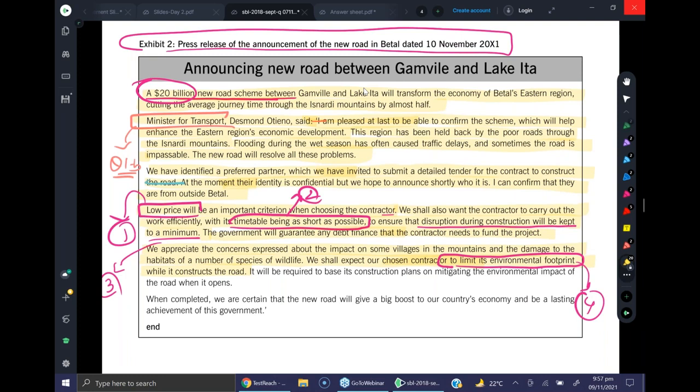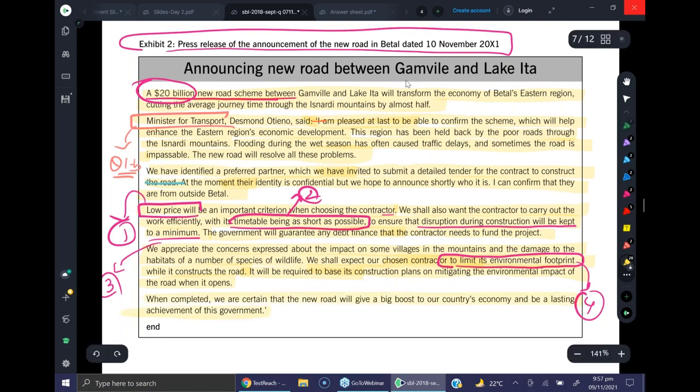Okay, it will be required to base its construction plans on mitigating the environmental impact of the road when it opens. When completed, we are certain that the new road will give a big boost to our economy and be a lasting achievement of this government.